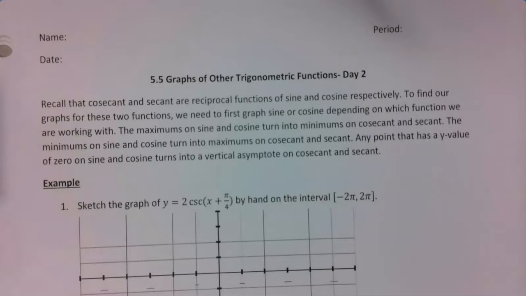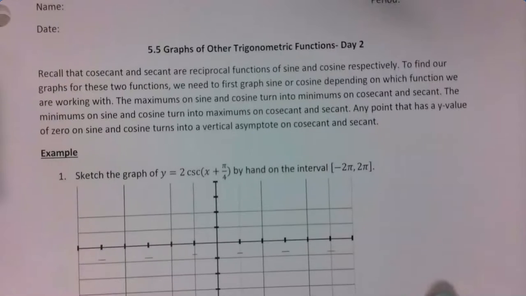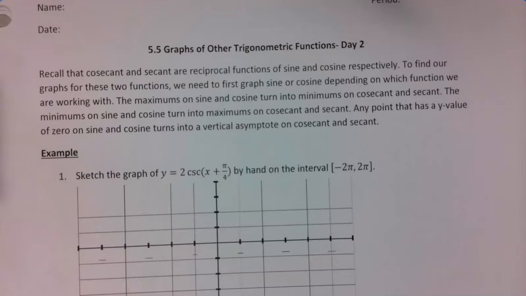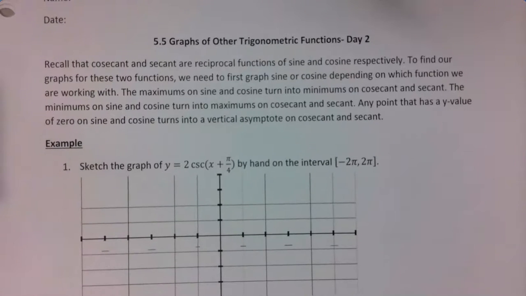So today we are graphing the last two trig functions, cosecant and secant. The way we graph these two is we actually start off by graphing the reciprocal functions. So remember, sine matches up to cosecant, and cosine matches up to secant. And you graph those, and then, depending on the maximums and minimums of each point on the graph, you graph the inverse.